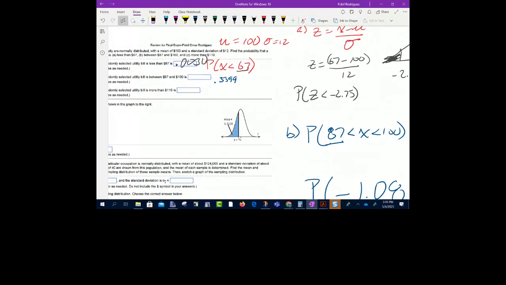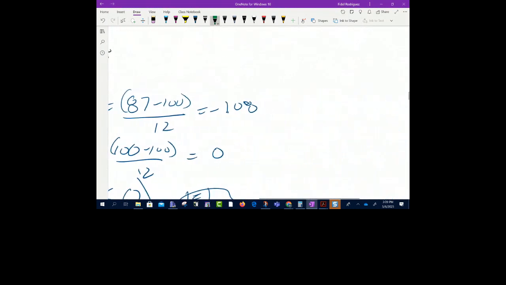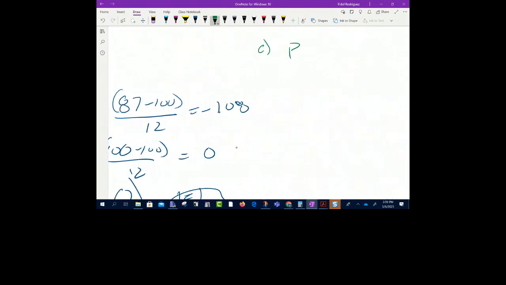What'd you get, 3.99? So 0.3599. Okay. And y'all, I got one last part C here. Look what it says. A randomly selected bill is more than 110, right? So look, I'm going to do it over here on the side, y'all. What's the probability that X is more than 110?